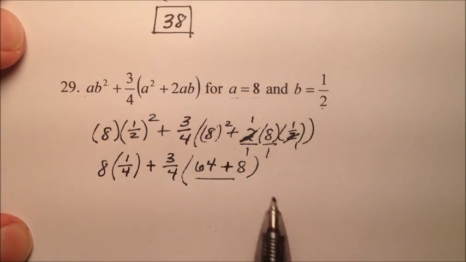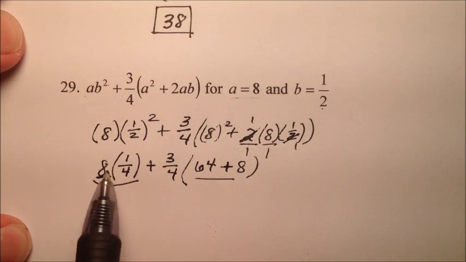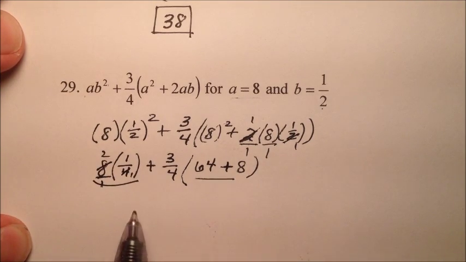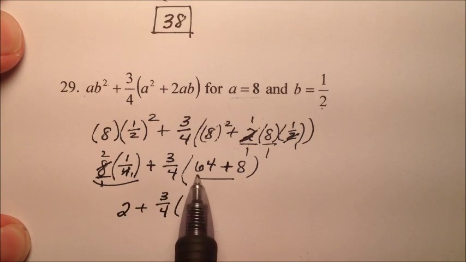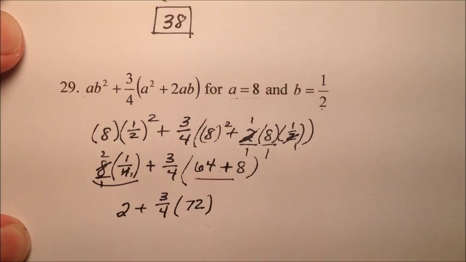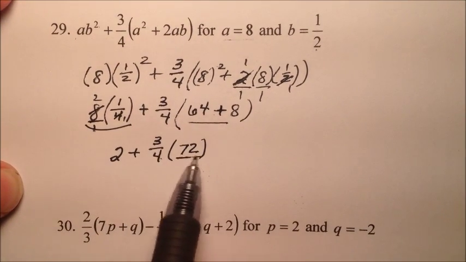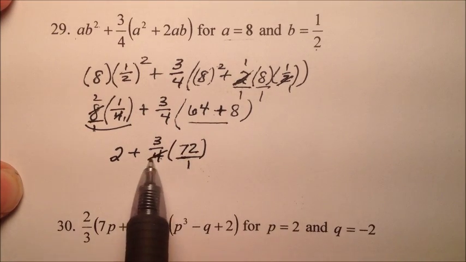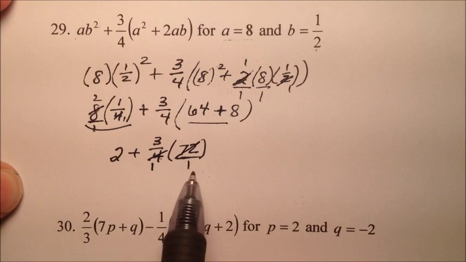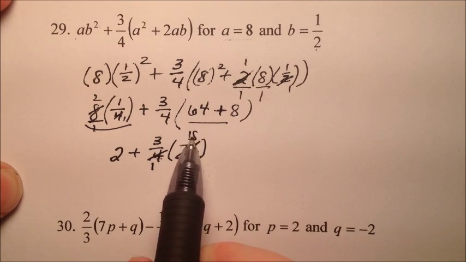So I'm going to do what's inside my parentheses right here, and I'll go ahead and multiply these two. So if I put 8 over 1 here, I'll notice it become 2. So 2 plus 3/4, and 64 plus 8 is 72. So in order to do 3/4 times 72, put that 72 over 1, I know that 4 can go into there, and it's going to make a 1. And to divide by 4, I'm going to cut it in half twice. Half of 72 is 36. Half of 36 is 18.